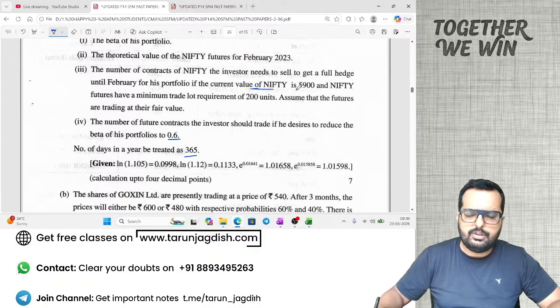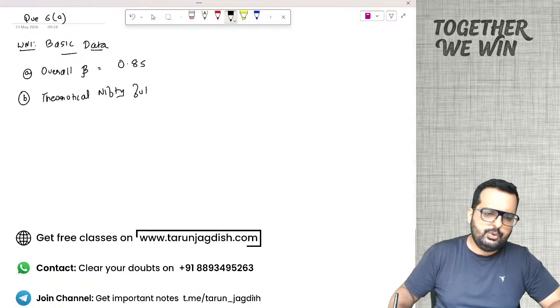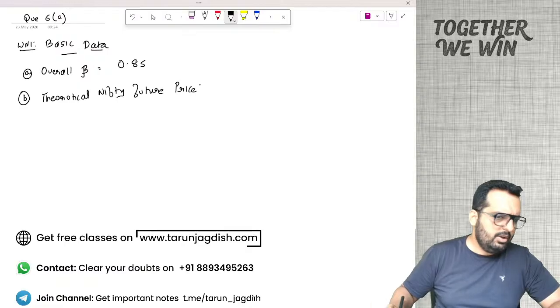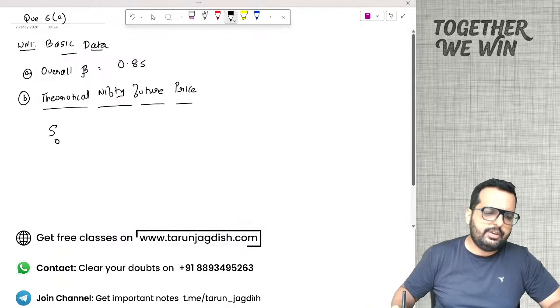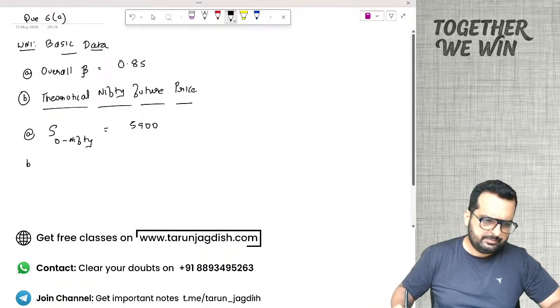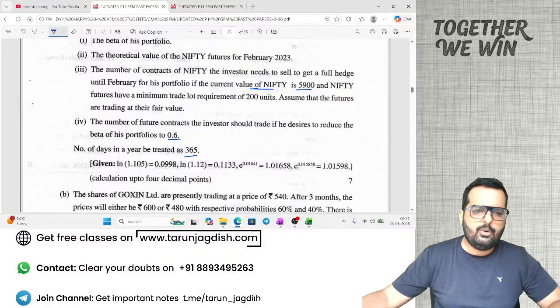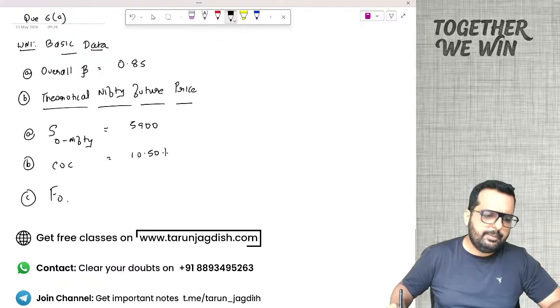If the current value of Nifty is 5,900. So theoretical Nifty future price. Okay, to find out the theoretical Nifty future price, they have told S0 of Nifty. The spot price of Nifty is turning out to be 5,900, my dear friends. Correct? Nifty futures have a minimum trade lot requirement of 200 units. Okay, so lot size, I'll come to that later. Down below, they have told that they have a cost of capital of 10.5%.